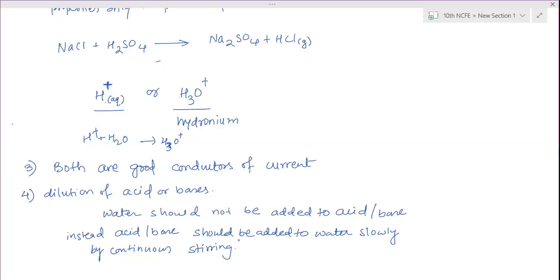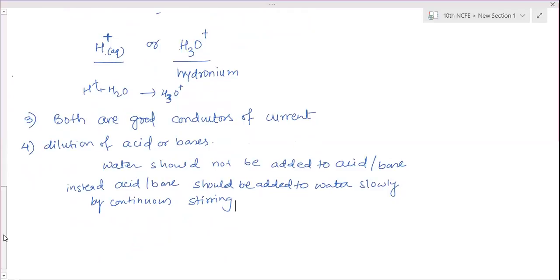But in the same case, if the temperature is too high, the container may break, and the solution may spurt out. To avoid this accident, we need to add acid or base slowly with continuous stirring into water. Heat is produced, but due to the presence of water, a large amount of heat energy will be absorbed by water as well. Therefore, it will not allow the acid or base to convert into vapors.